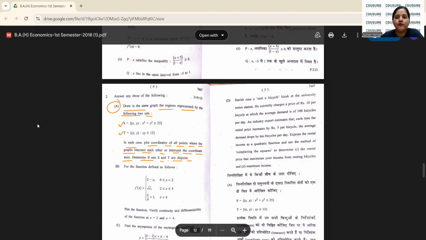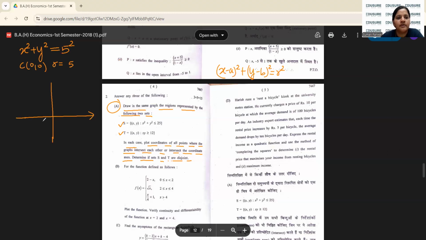Okay. So first of all, we will look at S. We will first look at the boundary points. So S contains all those x, y such that x square plus y square is less than or equal to 25. So if we look at the boundary, it is a circle. If you look at the standard equation of a circle with center A comma B and radius R, it is going to be like this. So therefore here the center is 0, 0 and the radius is 5. So therefore if we make the boundary, it is less than or equal to 25.